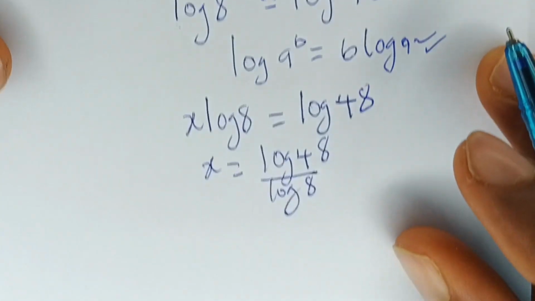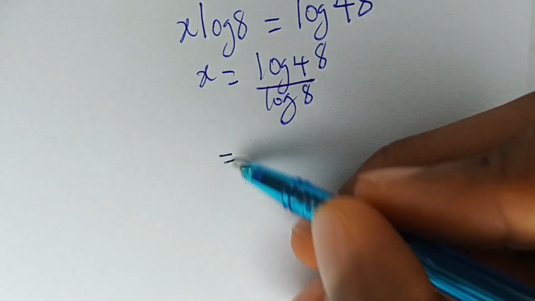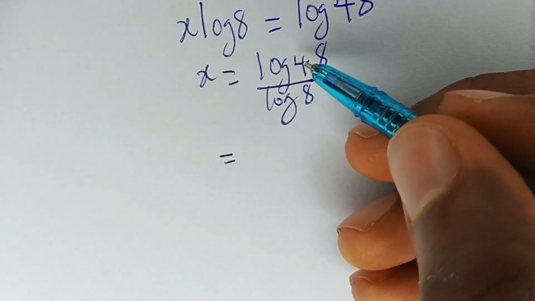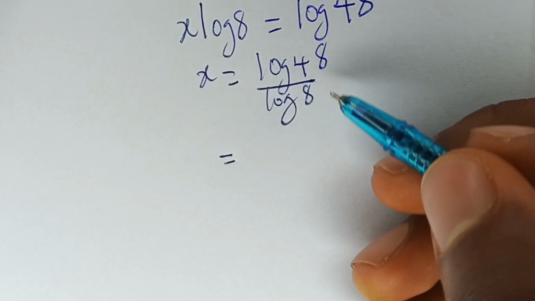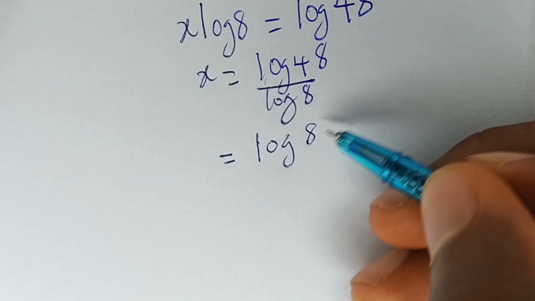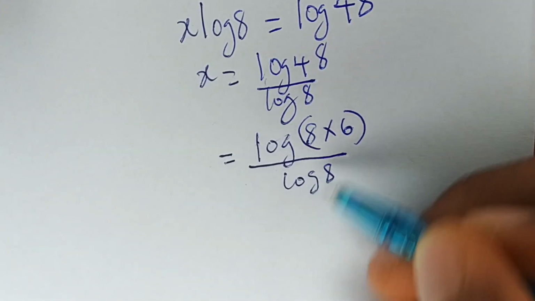Okay, now from here, you can see that log of 48, so for example, 48 now is equal to 8 times 6. Okay, so we write log of 48 as log of 8 times 6. And we divide this by log of 8.